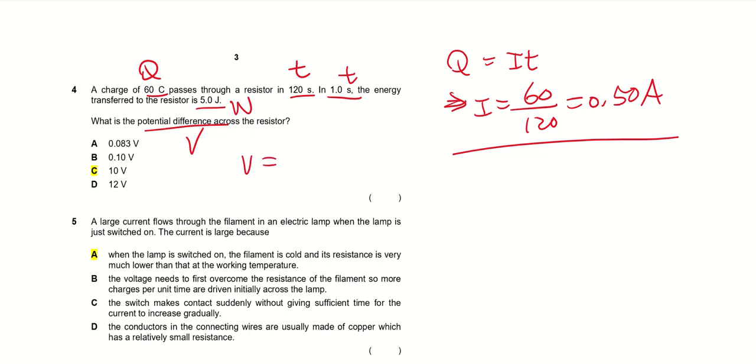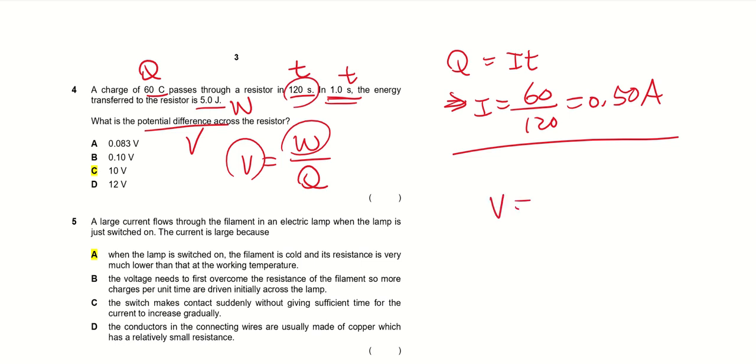We know this formula, V equals W over Q. We choose this formula because there's W, there's V, and we actually have Q. Okay, but what is the Q? Remember, if I am going to use this 5 J, it is for 1 second. So I cannot be using this 120 seconds.